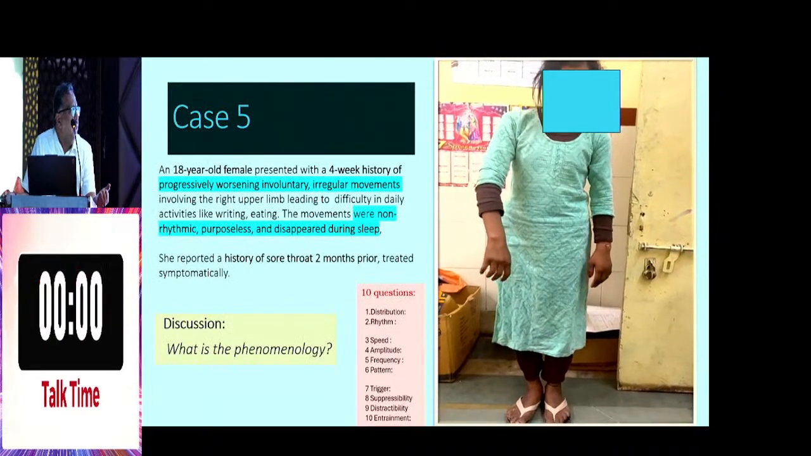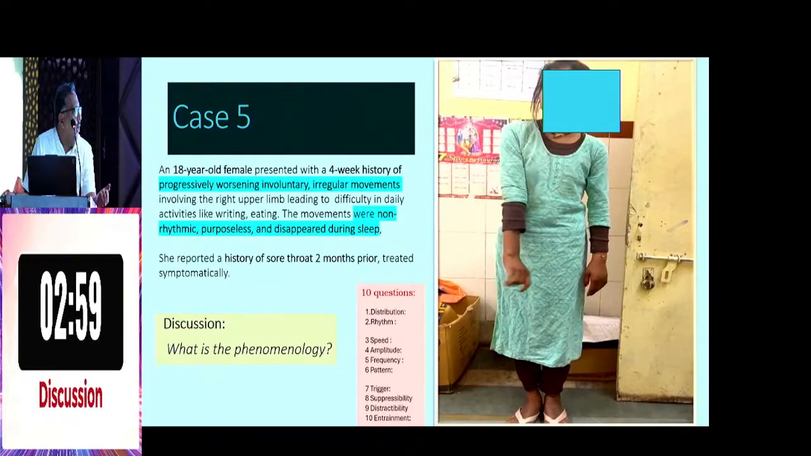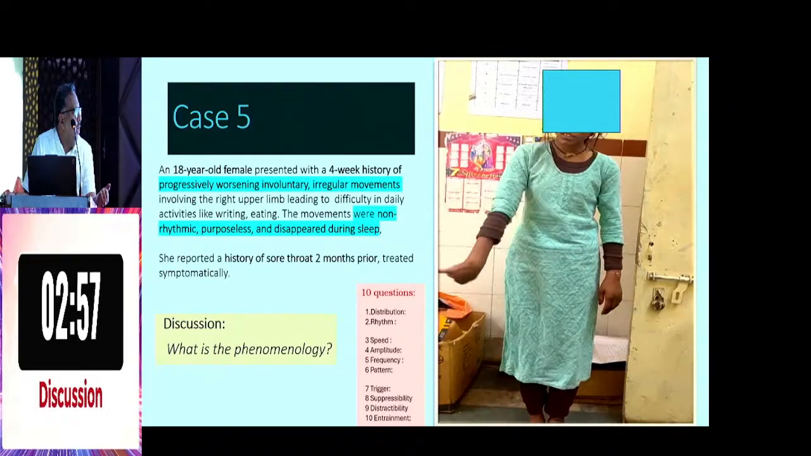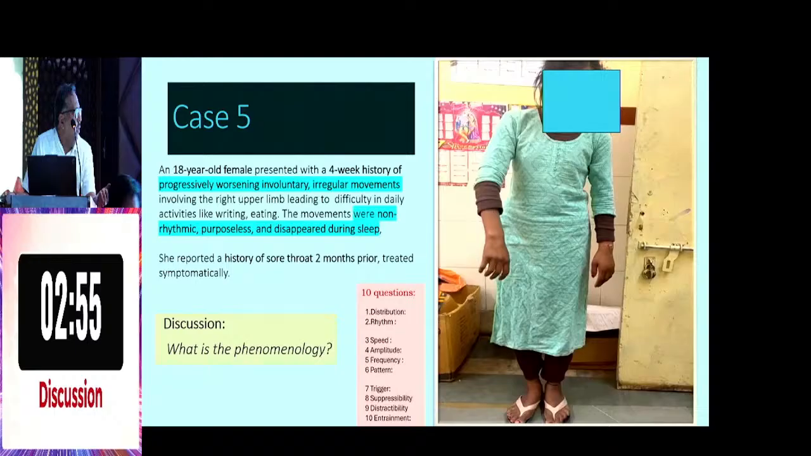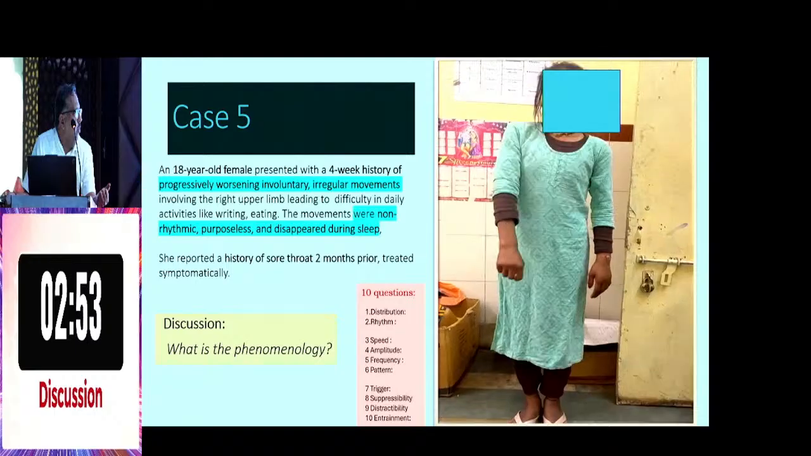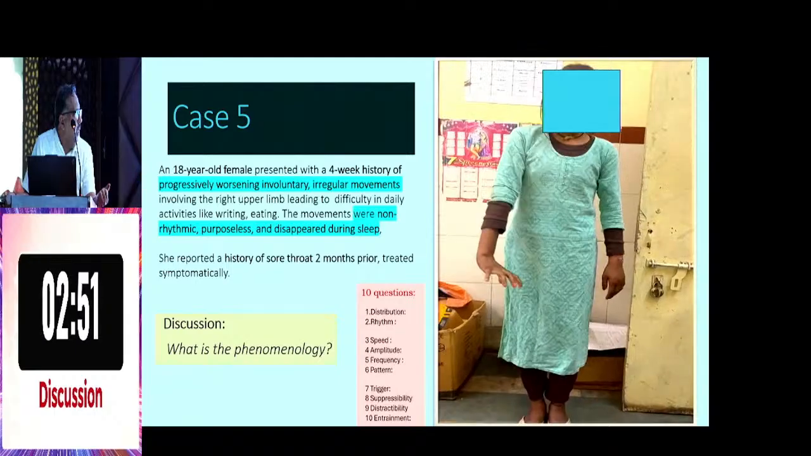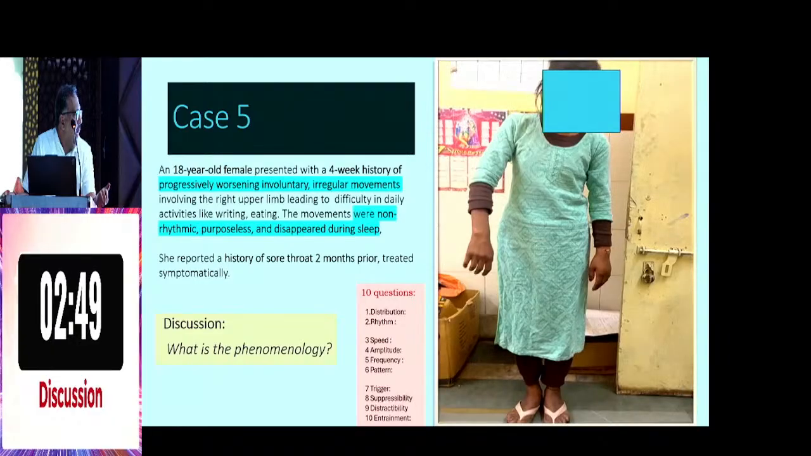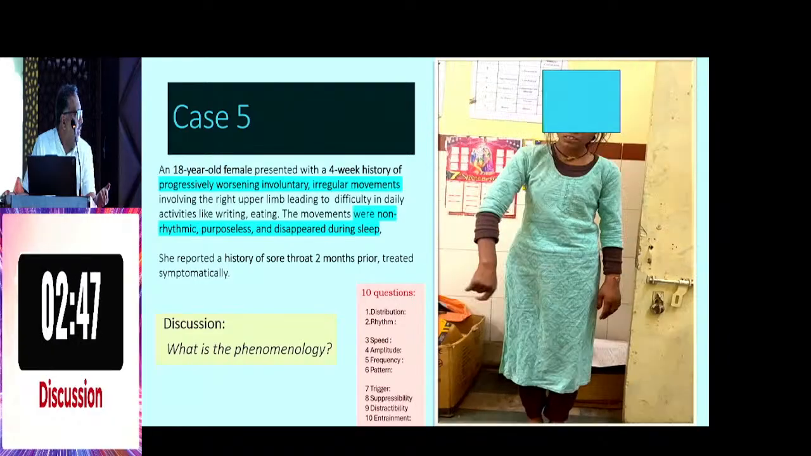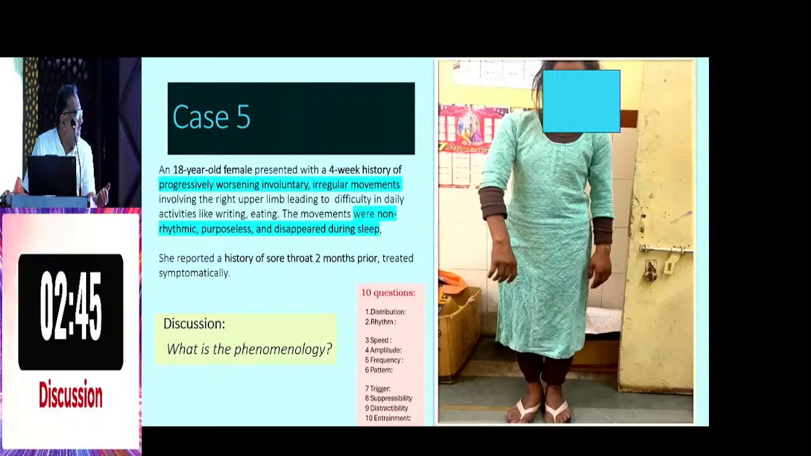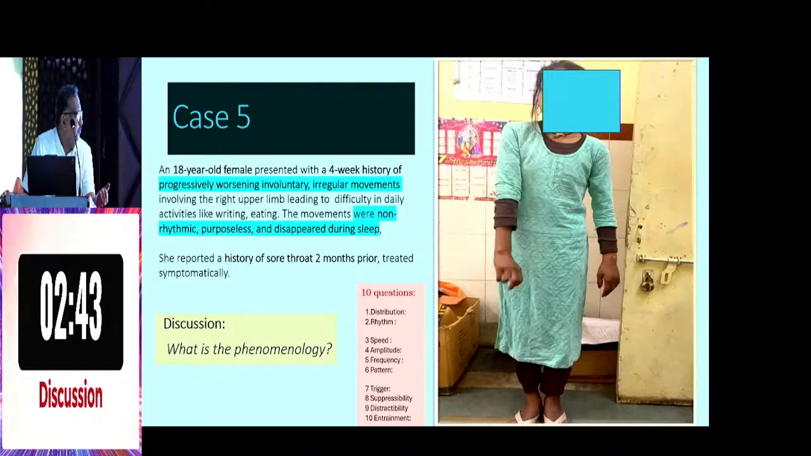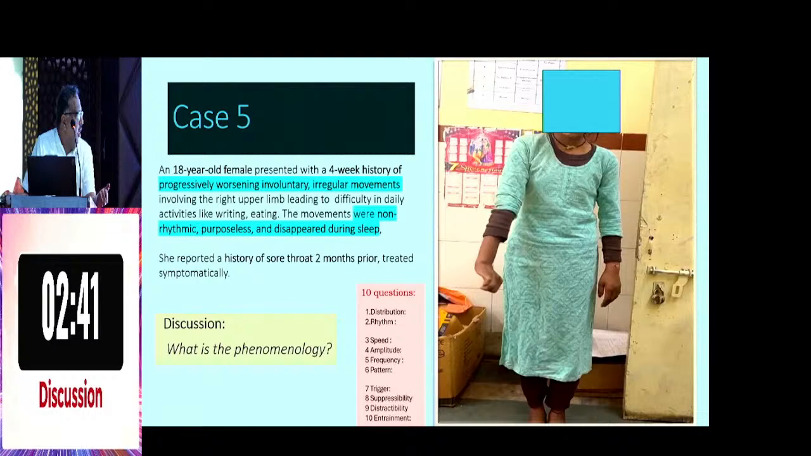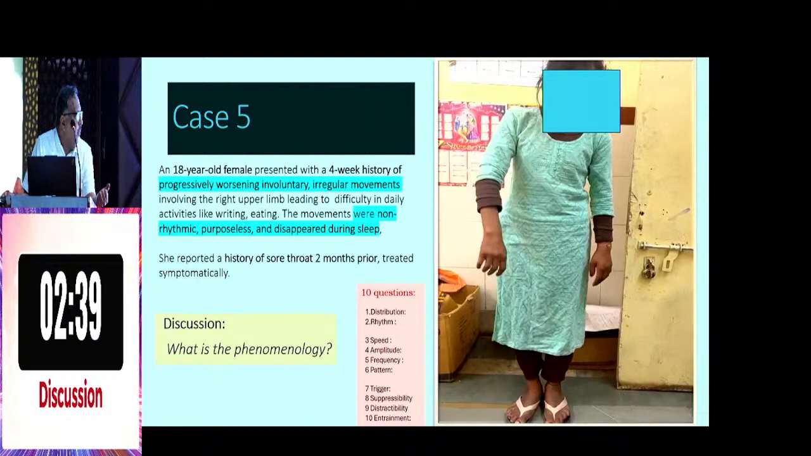So another hyperkinetic disorder case: 18-year-old female presented with 4-week history of progressive worsening of involuntary irregular movement involving the right upper limb, leading to difficulty in daily activity. The movements are non-rhythmic, purposeless and disappear during sleep. She reported a history of sore throat 2 months prior, treated symptomatically. Any diagnosis?